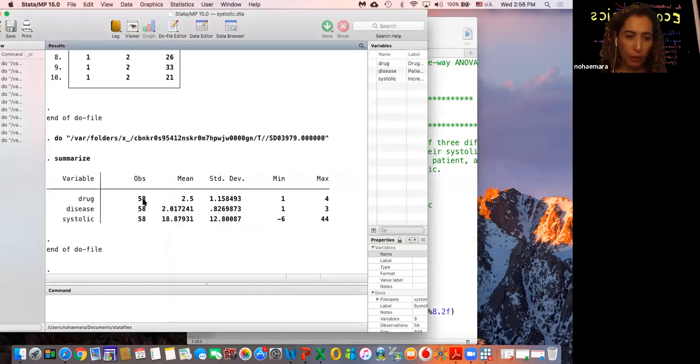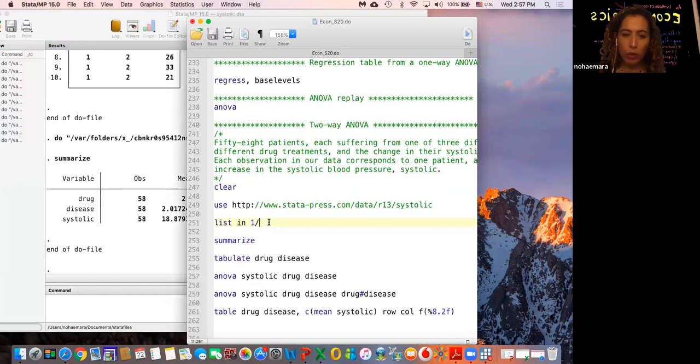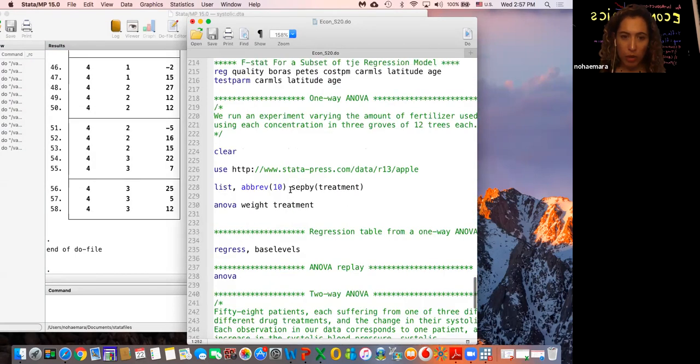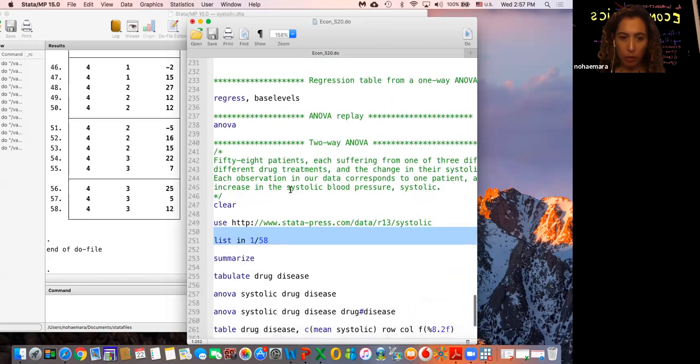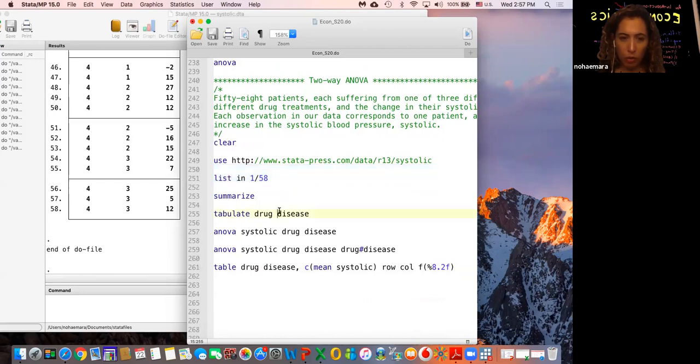So what we have is 58 observations. For the drug, 2.5 is the mean, and the minimum and maximum are 1 to 4. So we have drug 1, drug 2, drug 3, drug 4. And then the disease, we have 3 types of disease. And then we have the systolic blood pressure. Okay. So this one is supposed to be 1 to 58, because the other one seems to have been copied and pasted from the previous one. I don't know why it was 1 to 8. It's just 1 to 58.